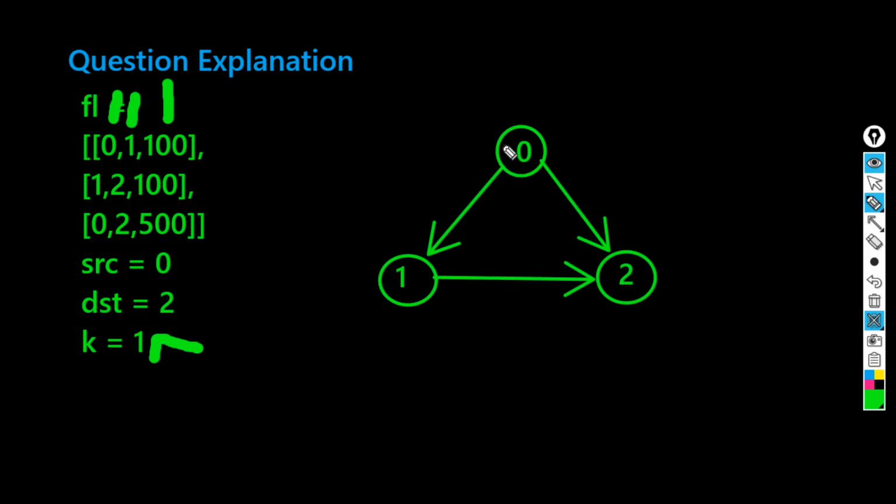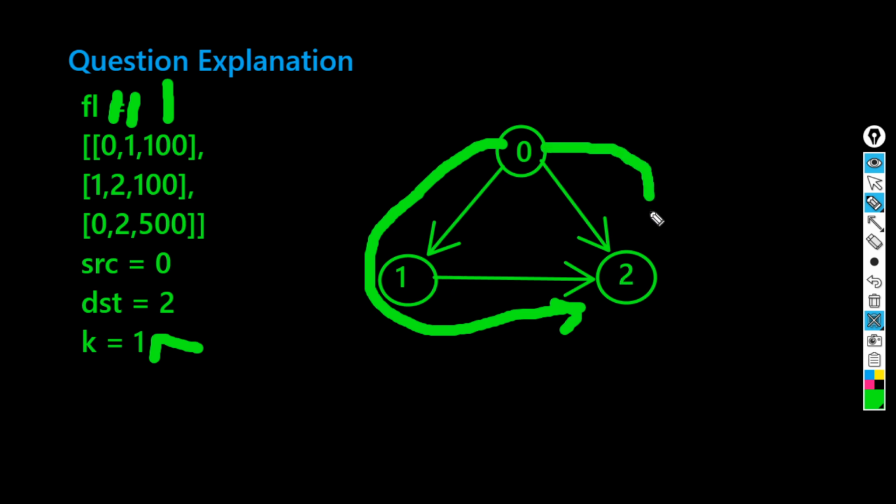Now we have to go from here to here. There are two paths. The first path is from 0 to 1 to 2, and the second is from 0 directly to 2. But we require one stop. In the direct path we do not have any stops, whereas in the other we have one stop. So we will choose this path.